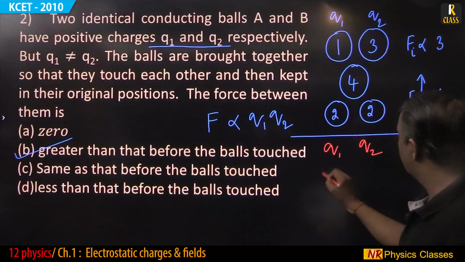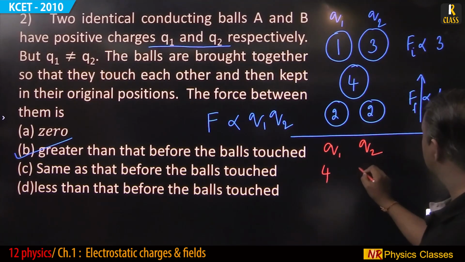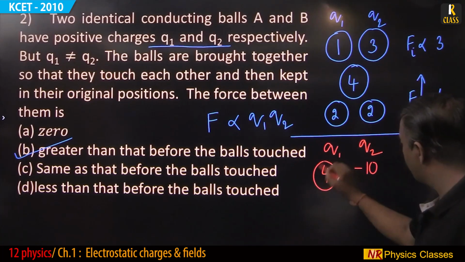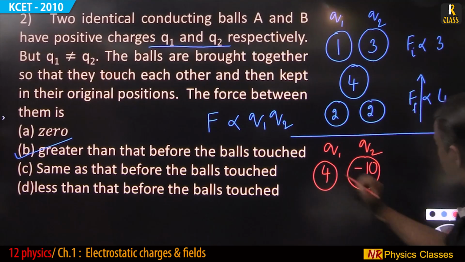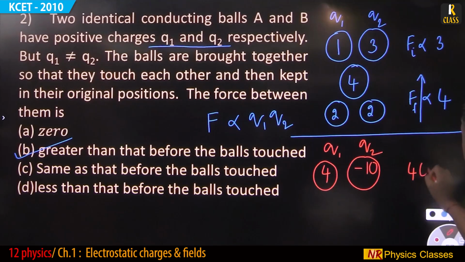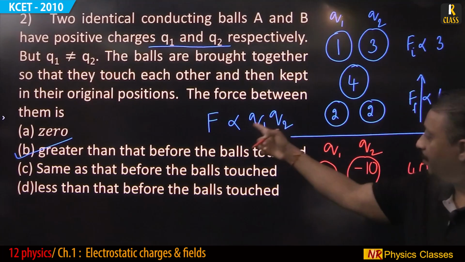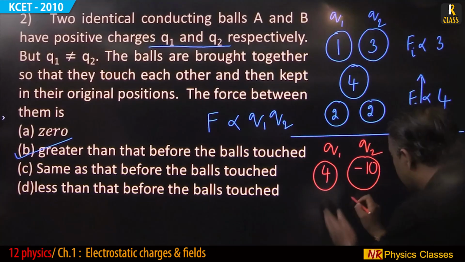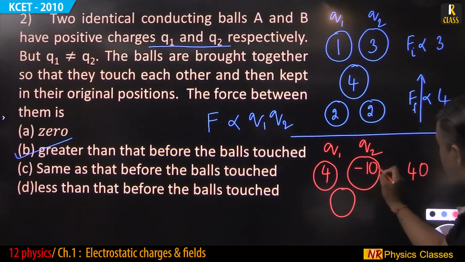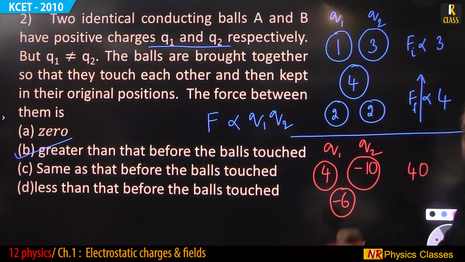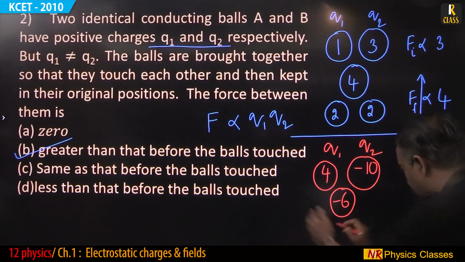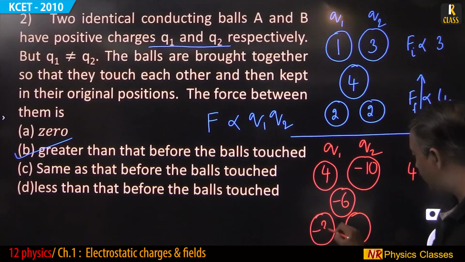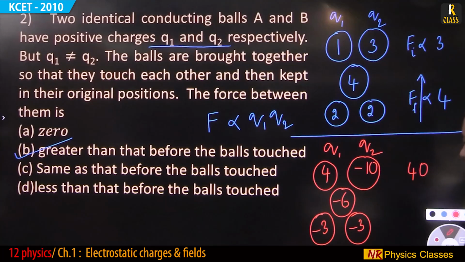One is 4, the other one is minus 10. Initially 4 and minus 10, the product of the charges is 40. Force is directly proportional to the product of the charges. When they are in contact, 4 minus 10 becomes minus 6. Then separated, minus 6 becomes minus 3 and minus 3.